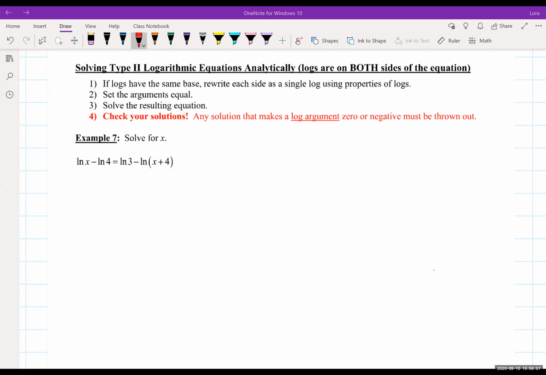Who said they wanted to solve a type 2 log equation? Well, I have it for you right here. Take a look. We know that it's a type 2 equation. I know that you see the heading above, but if you didn't have the heading above, you would notice that you see logs on both sides of the equation.